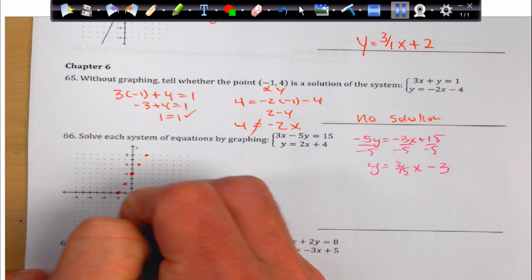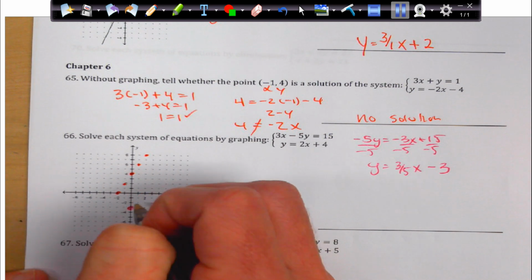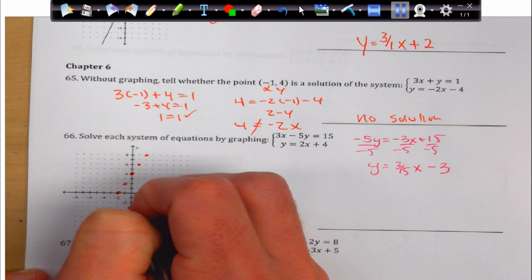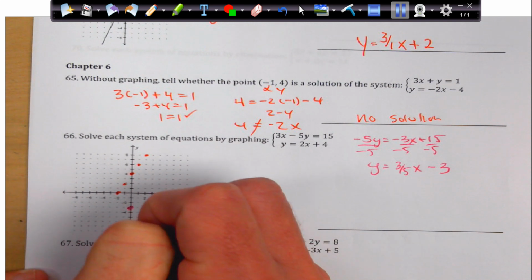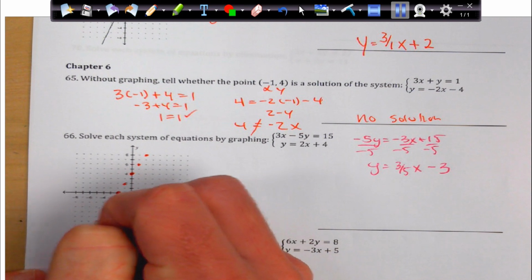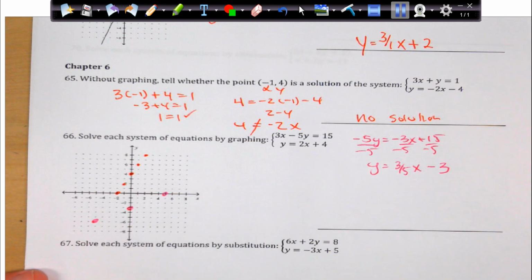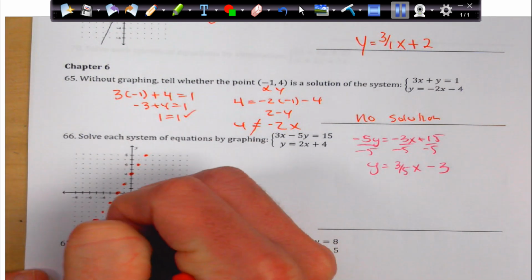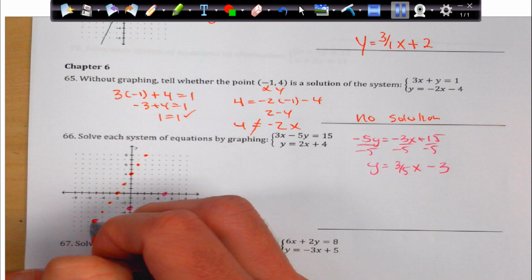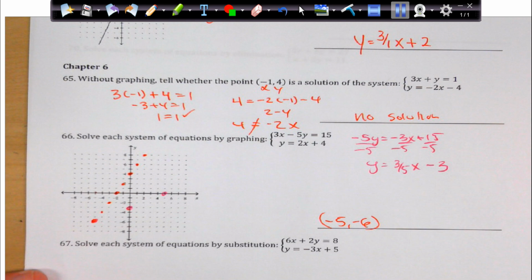So I start at negative 3. I'm going to go up 3. 1, 2, 3 over 1, 2, 3, 4, 5. I'm going to go down 1, 2, 3, back 1, 2, 3, 4, 5. I'm guessing it's probably going to be that point right there, if I have to guess. Down 2 over 1, down 2 over 1. Yeah, so it's going to be right here at -5, -6. That is where they meet.